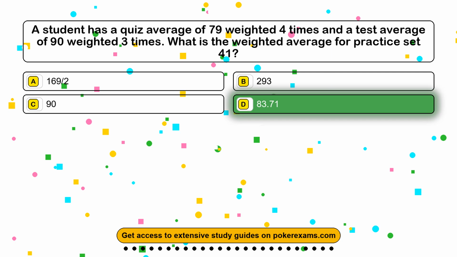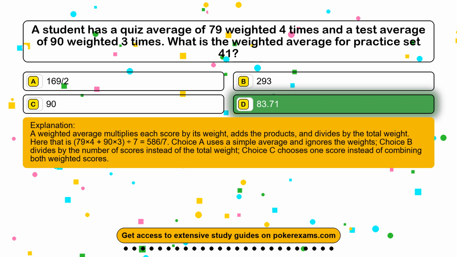The correct answer is option D, 83.71. A weighted average multiplies each score by its weight, adds the products, and divides by the total weight. Here that is 79 times 4 plus 90 times 3, divided by 7, equals 586/7. Choice A uses a simple average and ignores the weights. Choice B divides by the number of scores instead of the total weight. Choice C chooses one score instead of combining both weighted scores.